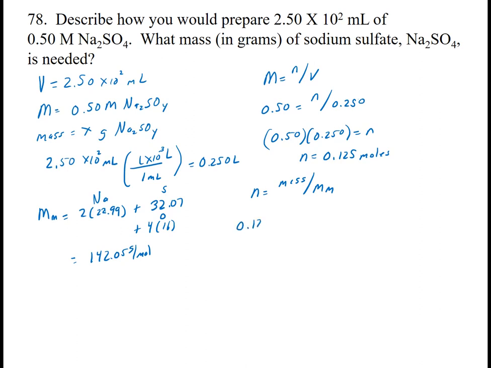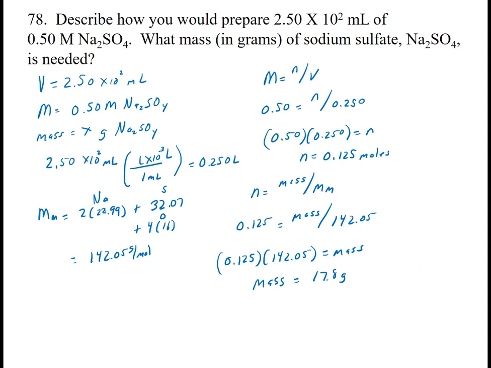Now I can substitute in numbers. I have 0.125 is equal to mass divided by 142.05. Again, this is division, so I need to multiply to isolate the mass. So 0.125 times 142.05 is equal to mass. And when I do that, I get the mass is equal to 17.8 grams.